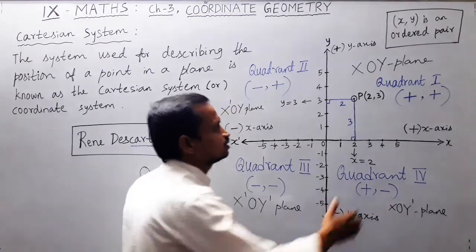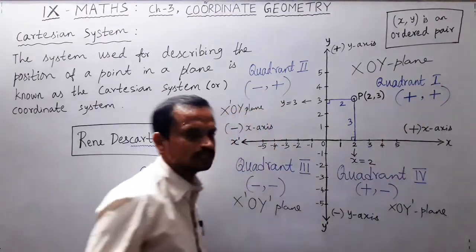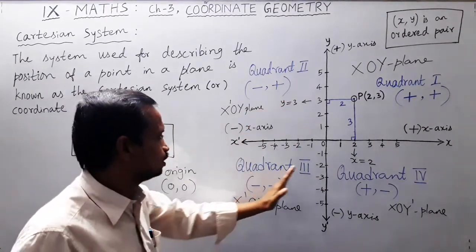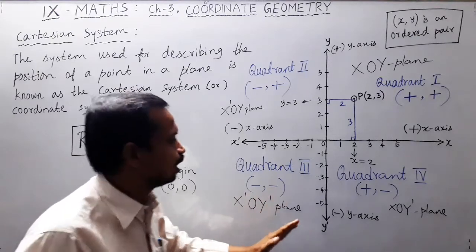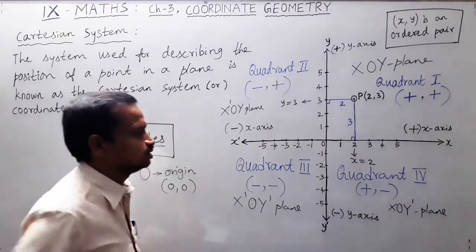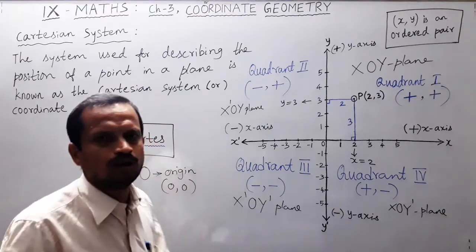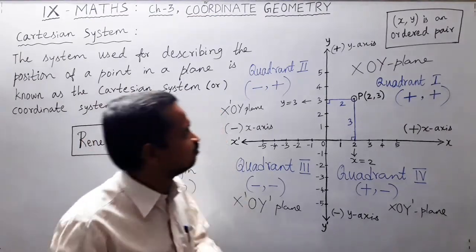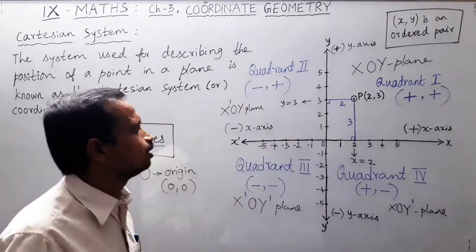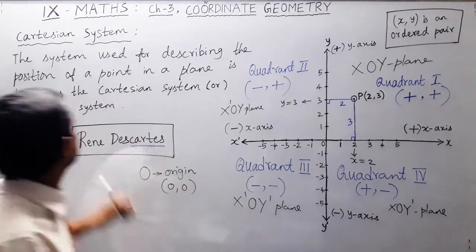So we can call it quadrant 1 plus, plus; quadrant 2 minus, plus; quadrant 3 minus, minus; and quadrant 4 plus, minus. Clear, children? So this is the division of a coordinate plane, and we can write all this. You just take down everything. This is very important. So first you write this.